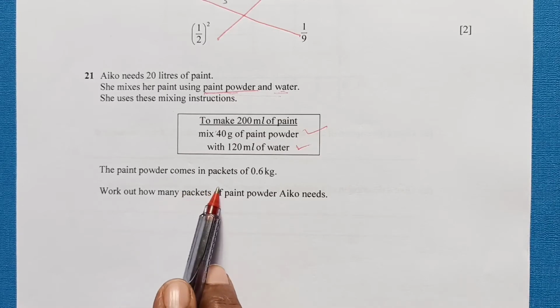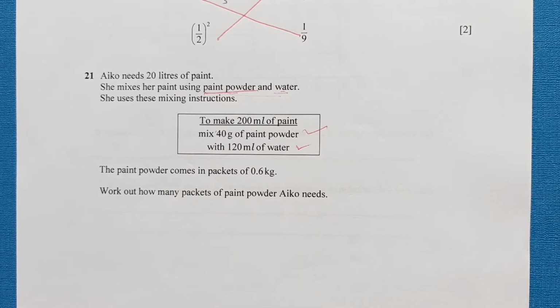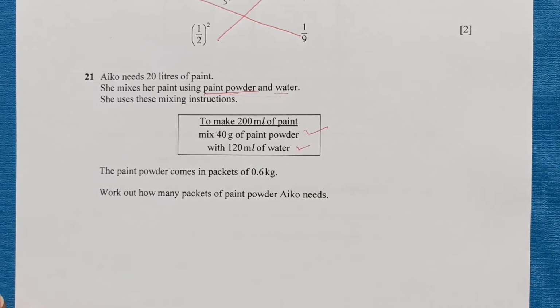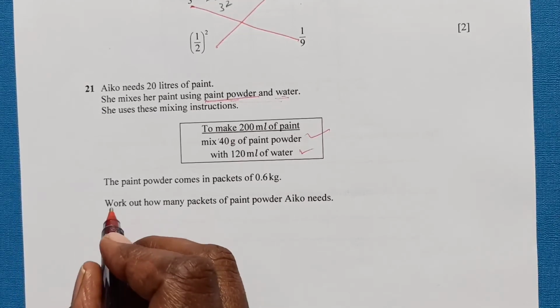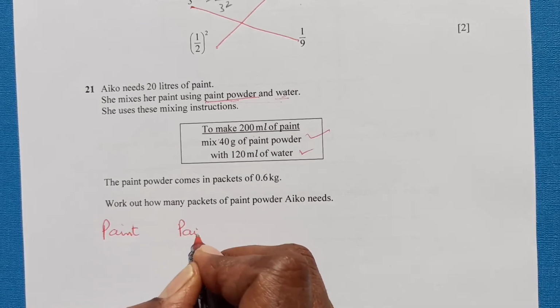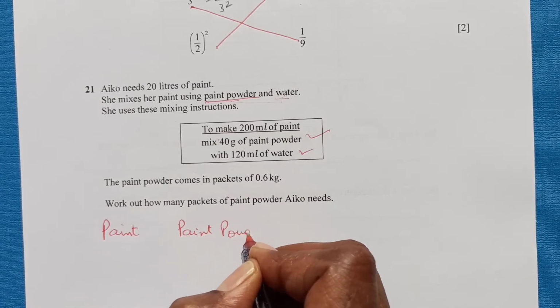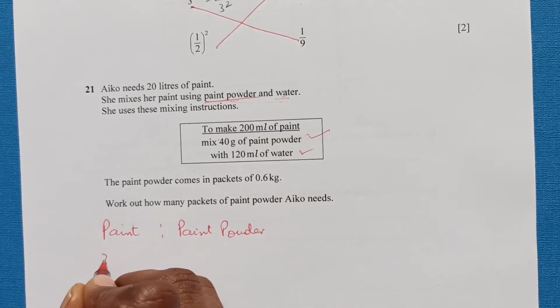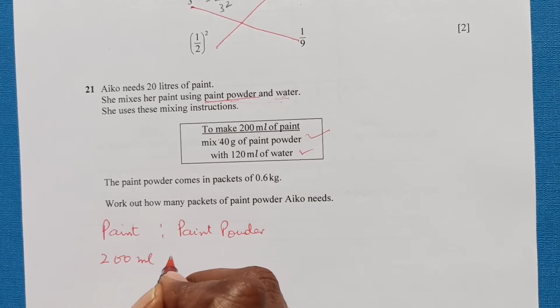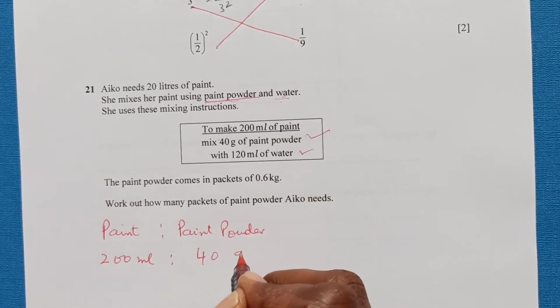The paint powder comes in packets of 0.6 kg. Work out how many packets of powder Aiko needs. First we need to know the amount of paint powder needed. So now you can see paint, and then we need paint powder, right? To make 200 ml of paint, 40 grams of paint powder is needed.